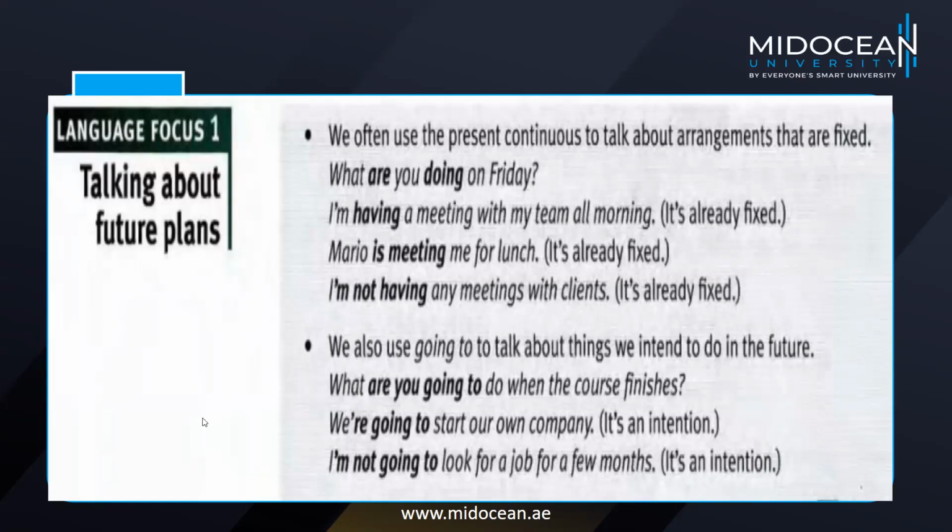Future plans, اللي هي الخطط المستقبلية. So we're going to talk about the future, okay? زمن المستقبل. So we often use the present continuous to talk about arrangements that are fixed. Guys, in the future اللي هو احنا دايما اكتر حاجة معروفة بينا او مشهورة اللي هي will plus the infinitive.